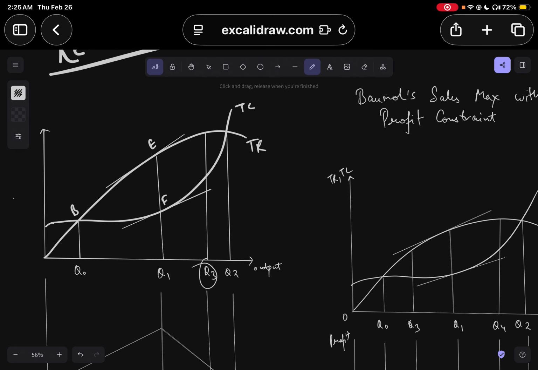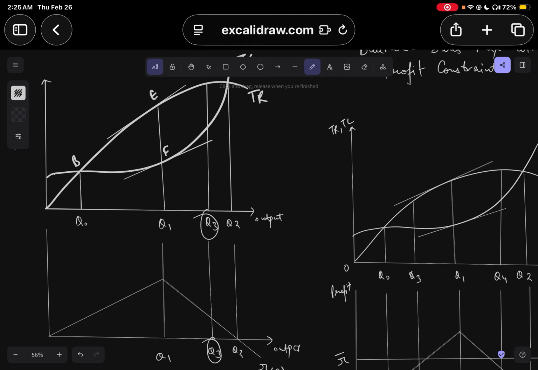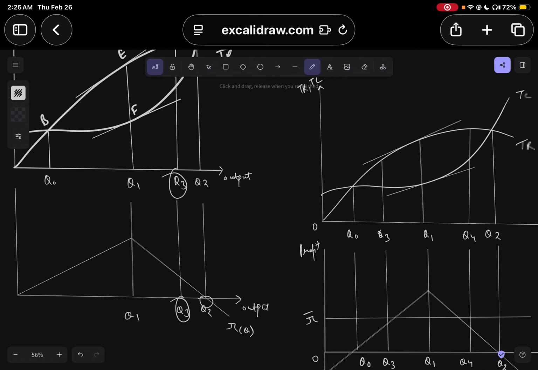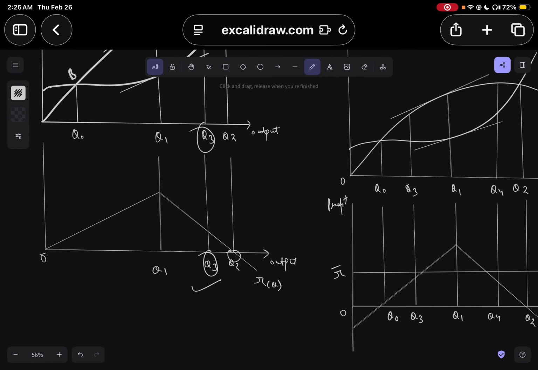So in revenue maximization, we will produce till Q3 level of output, and the purpose is quite simple because at Q2, okay, Q3 and Q2 are very close by the way. But at this point, if you see, it starts flattening. So this is the highest point. Hence, for revenue maximization, we produce till Q3 level of output.